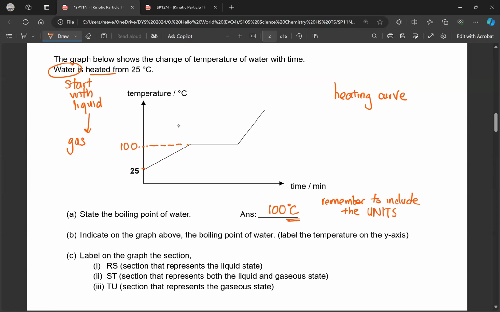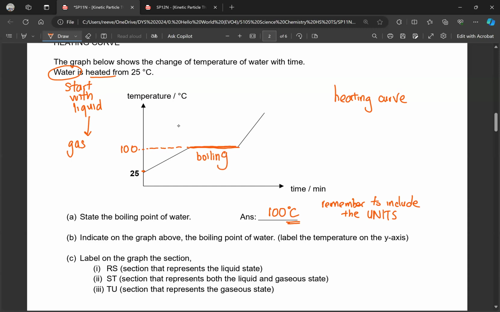Why? Because I mentioned that the horizontal segment of the graph represents the change of state. So it represents boiling. So you look for the horizontal segment of the graph. And after that, you draw a dotted line and you indicate that as 100. So I know that over here at 100 degrees Celsius, the liquid water is boiling.